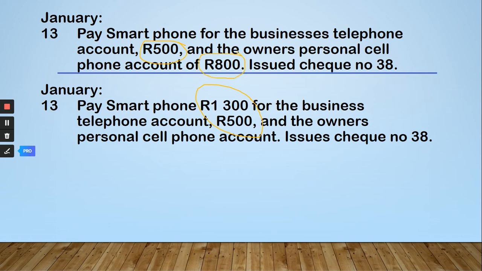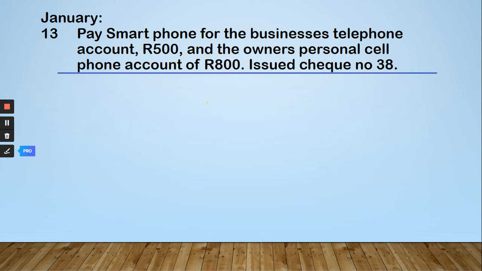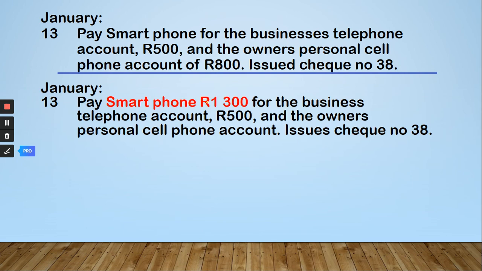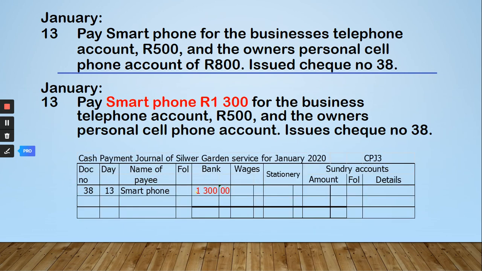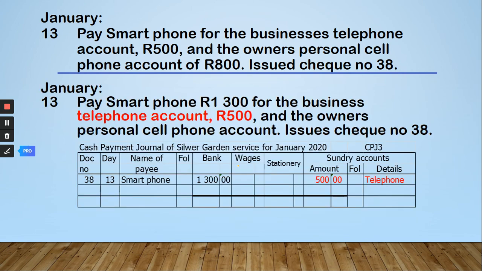So my information is first of all going to stay the same, but then I'm going to have 1,300 Rand in my bank column because I'm going to pay Smartphone 1,300. So if I pay Smartphone 1,300, it means that 1,300 Rand is now going into my bank account. The next part I'm going to say is for the business's telephone account of 500 Rand. That means telephone 500. So there's no column for telephone, so therefore it's going into my sundry accounts. And then the rest will be for the owner's personal cell phone account.